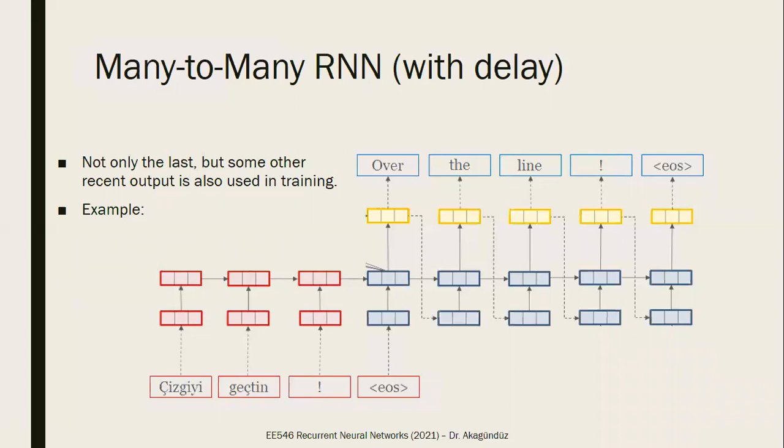And that type of delay could be different for all applications. For language translation, that varies. When you're translating one sentence from English to Turkish, the delay will be different. For another sentence, the delay could be much more or less. We don't know. So for different examples, this is the problem. And most of the time, we are going to be dealing with problems which are called many-to-many with delay.